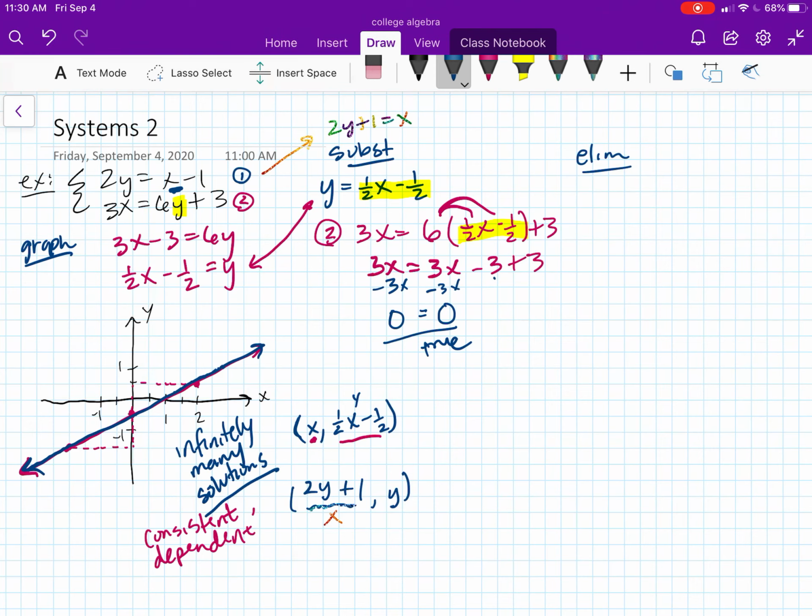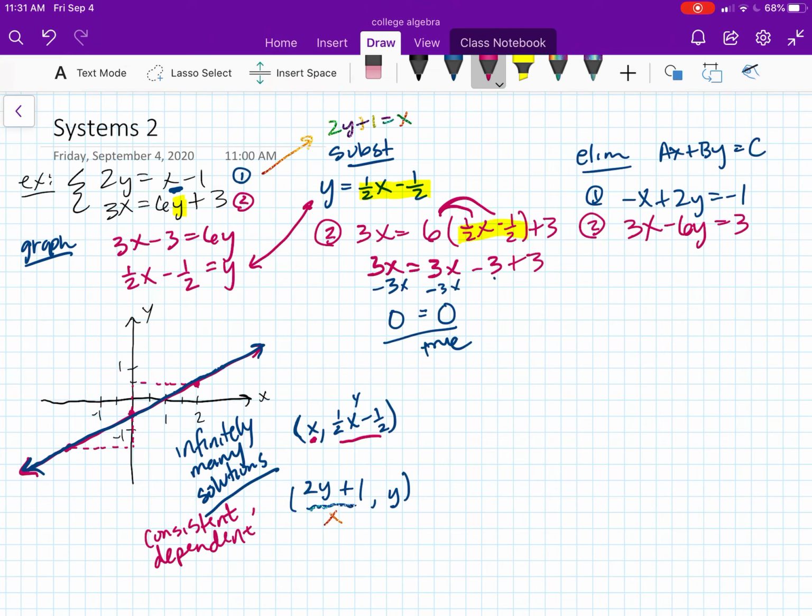Okay, the similar thing will happen with the elimination method. Let's go ahead and set it up like we would. Usually with elimination, we want the x and the y on the left, and then some number on the right. We want in that form, standard form. So in equation 1, I'd subtract x, right? I would have negative x plus 2y equals negative 1. For equation 2, I would subtract that 6y, so I'd have 3x minus 6y equals 3.